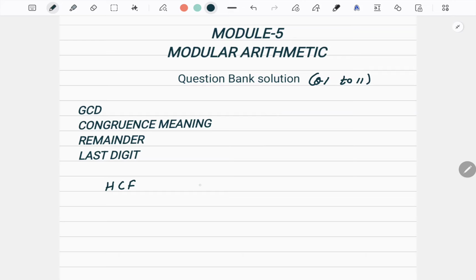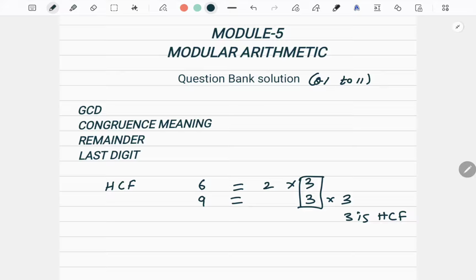Earlier, what method did you know? Suppose you have 6 and 9 and you want to find out the HCF. What you used to do? Factors of 6 are 2 into 3. Factors of 9 are 3 into 3. So 3 is common. So 3 is the HCF or GCD. Now I will do the same thing in another way. These are very small numbers, so I will teach you the other way with big numbers.